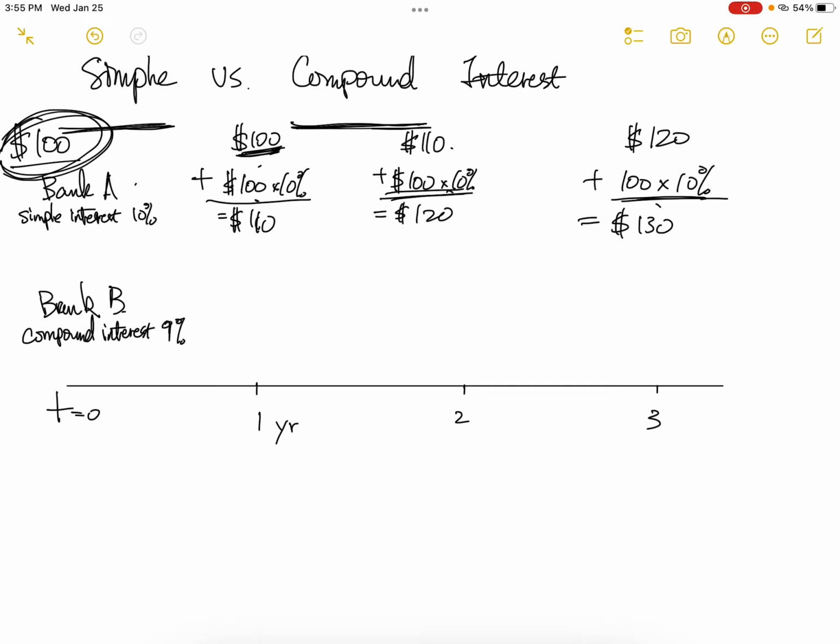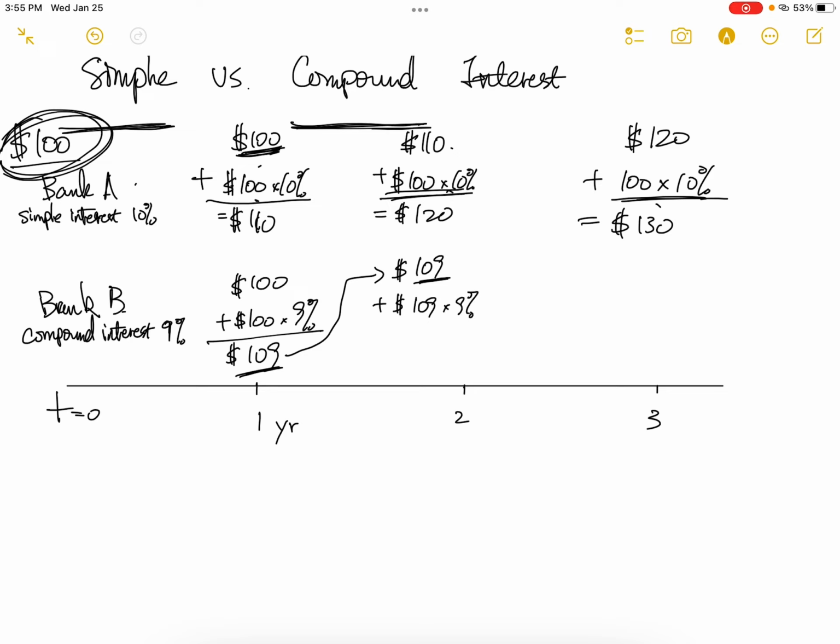So then for bank B, which is compound, we're going to have this, right? The first year, we're going to have $100 plus $100 times 9% interest. This is going to be $9, so this is going to be $109. The second year, it compounds or accumulates, right? So the second year, you have $109 from the end of the previous year, plus the interest is now based on the amount you have, 109 times 9%.